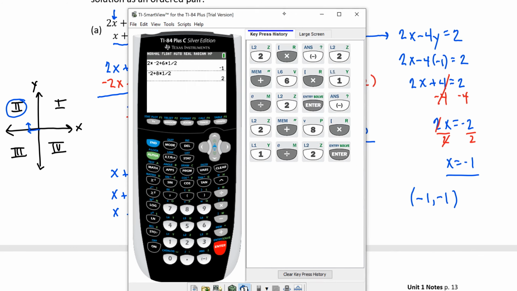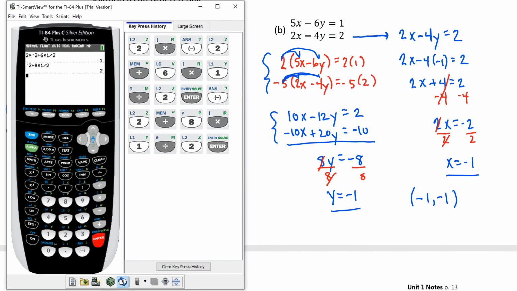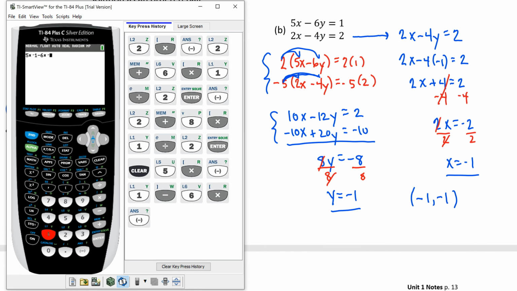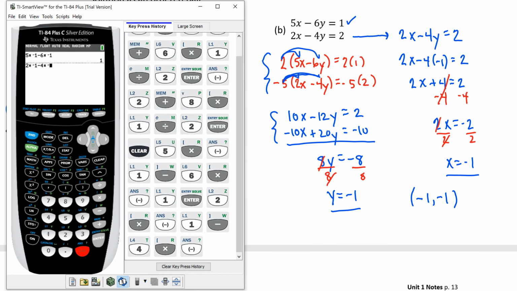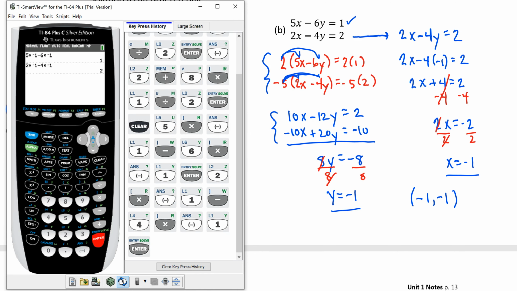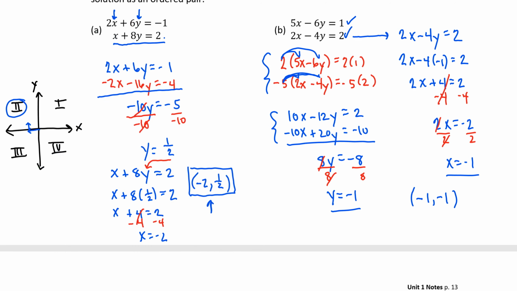But before we move on, we definitely want to check our work. So I'm going to go back to both original equations and plug negative 1 in for x and negative 1 in for y. We have 5 times negative 1 minus 6 times negative 1, and that result is 1. So equation number 1 is balanced. For good measure, let's check equation number 2: 2 times negative 1 minus 4 times negative 1 equals 2. Since both equations are balanced, we are confident that this is the solution to the system.